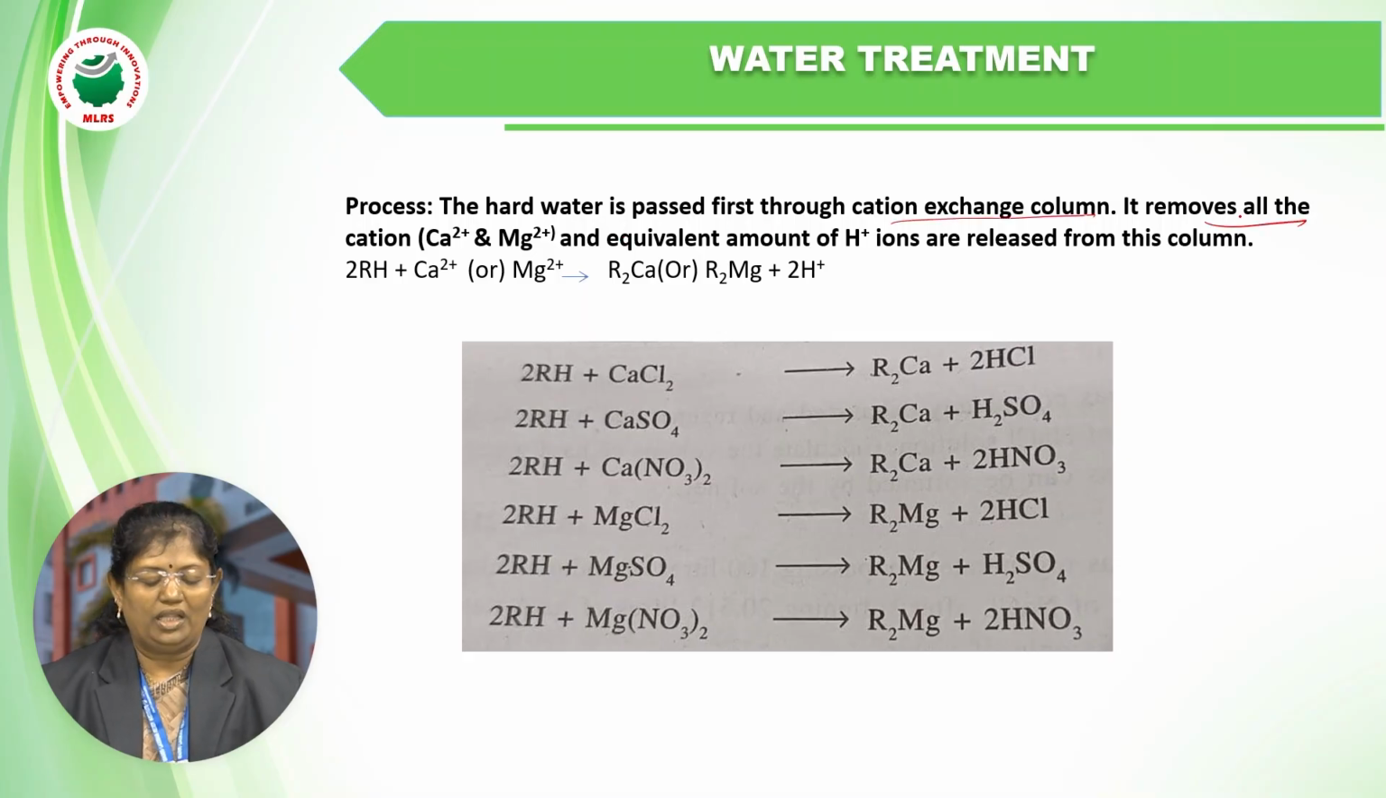It removes all the cations, Ca2+ and Mg2+ ions, which are present in the hard water, by exchanging them. The Ca2+ and Mg2+ ions from the water are exchanged with the H+ ions of the resin. Now this is the reaction. Suppose the resin is represented as RH.